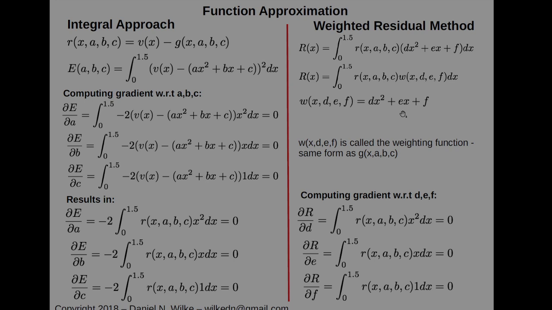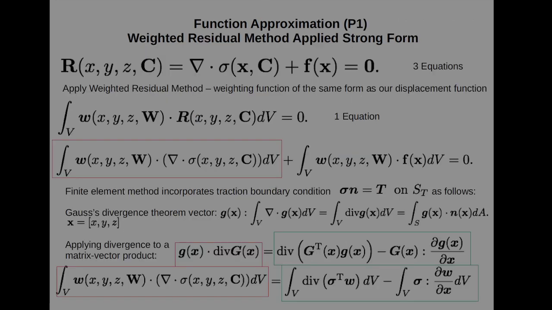If I were to later take the derivatives with respect to the coefficients in this weighting function, I can then recover the system of equations I need to solve for the A's, B's, and C's, for instance, the residual's unknown coefficients. I could have called the unknown coefficients of the residual function, let's say, a capital C, and the variables associated with the weighting function D, E, and F, just capital W. And this is what I'm doing on the next slide.